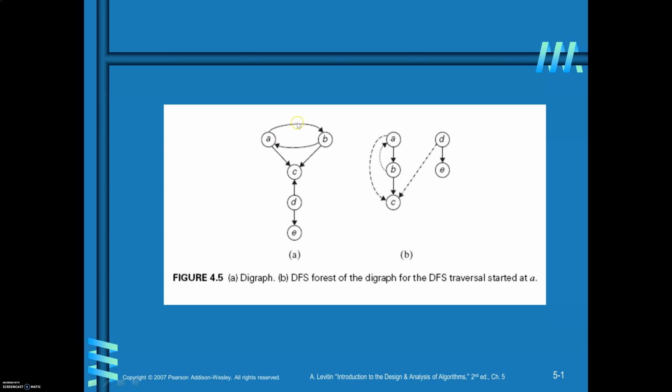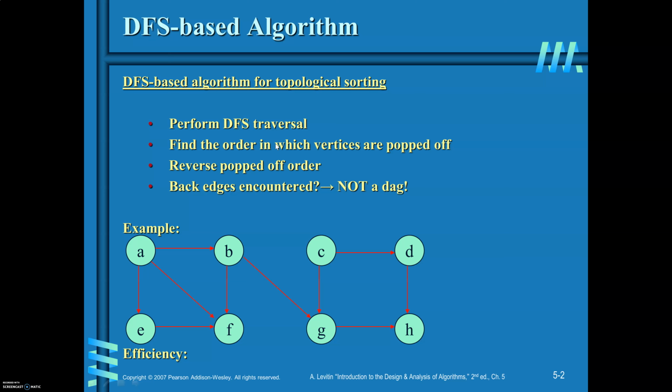In this graph, there is a cycle. So you cannot find the topological ordering for this graph. This topological ordering can be found in two methods. The first one is by applying the DFS algorithm. Second one is the source removal method.